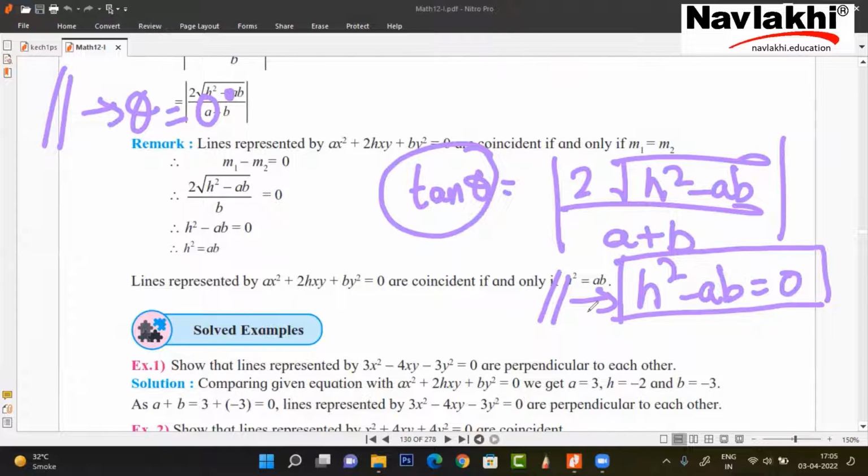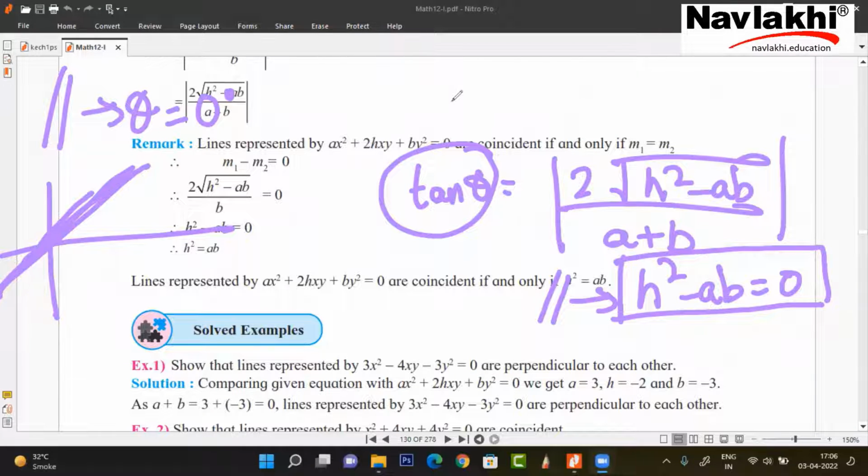Sir, but two parallel lines cannot pass through origin, no? Only one will pass. So they will pass only if they are coincident. So they won't use the word parallel. Parallel means actually 3 dimension, one line is above the other line. They are parallel, but they are coincident, one on the other. Okay, sir. So coincident lines make the condition h square minus ab equal to 0.